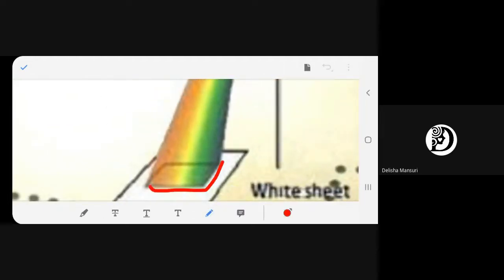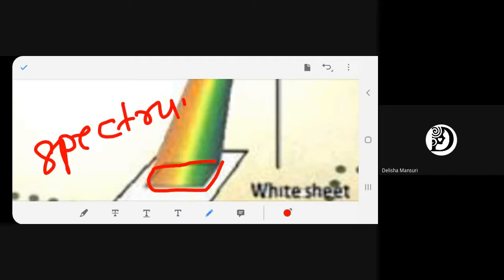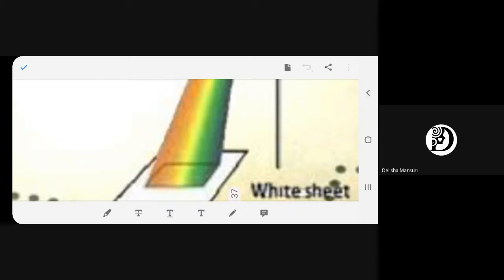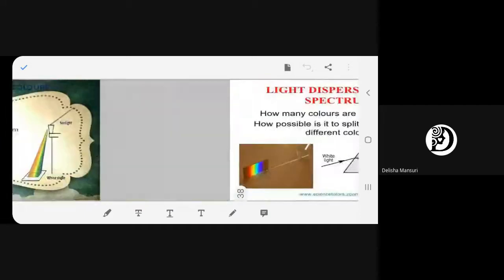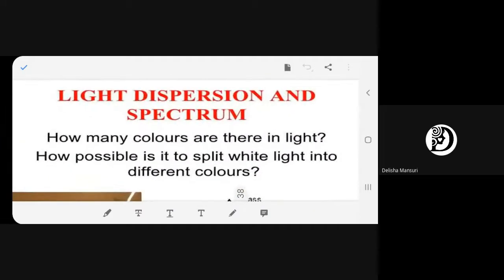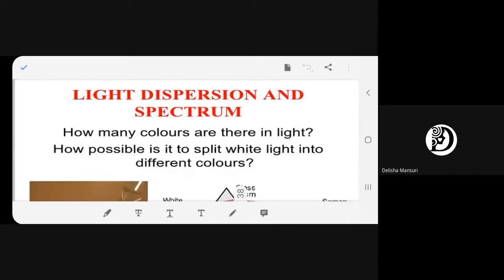It disperses into seven lights. Any problem? No, ma'am. This becomes a spectrum. In other words, rainbow color. Any problem? No, ma'am. So you understood this much, all of you, better? So now we are going to read the same thing, but in a different format.